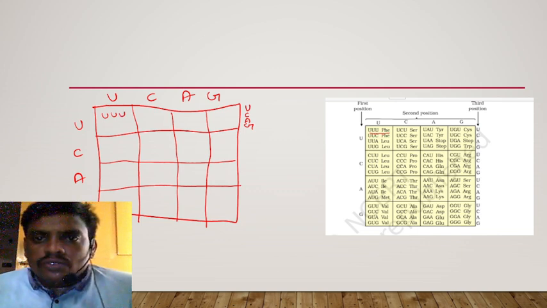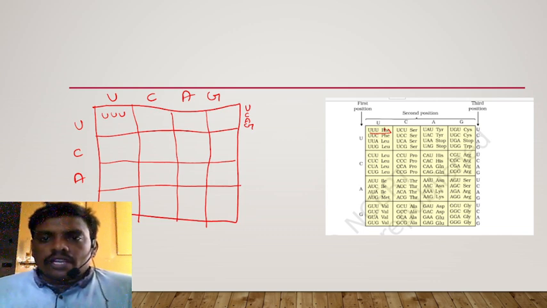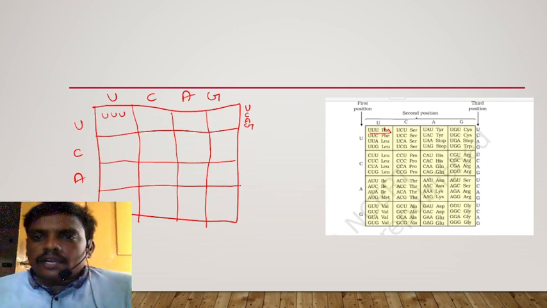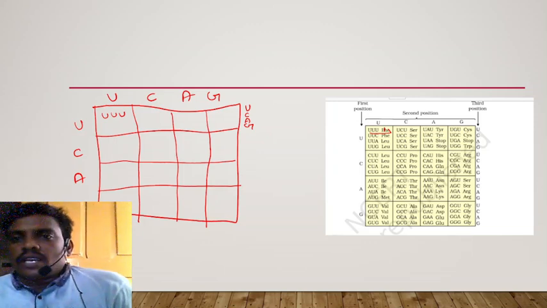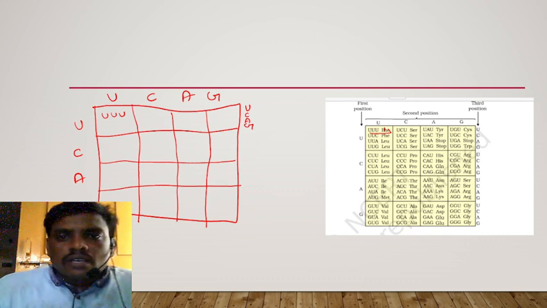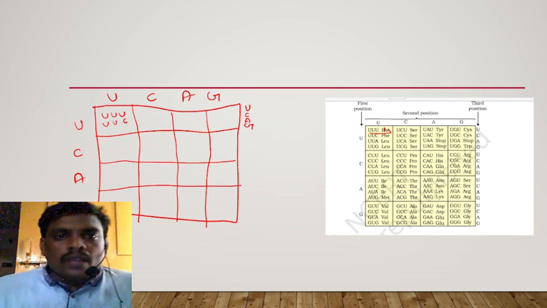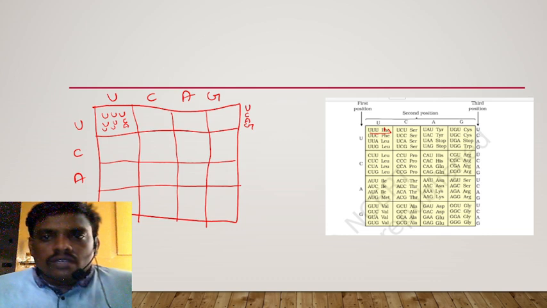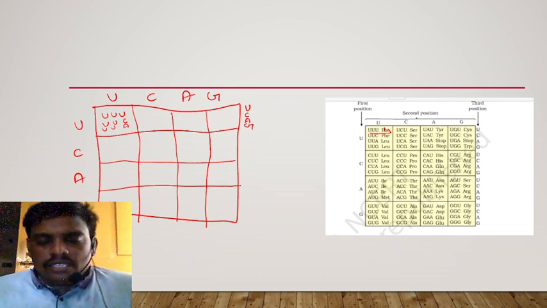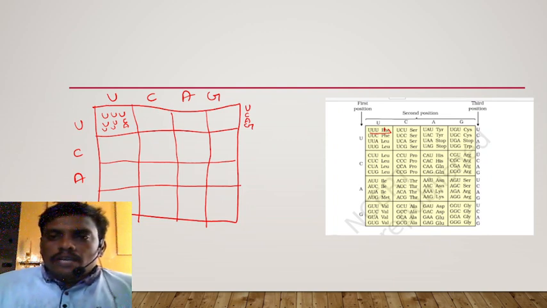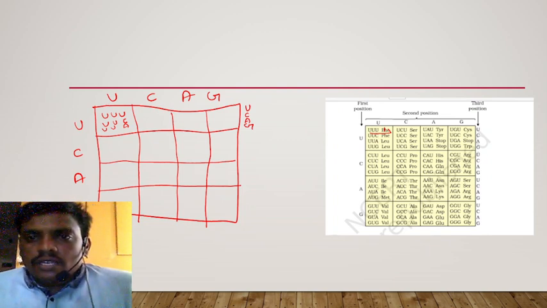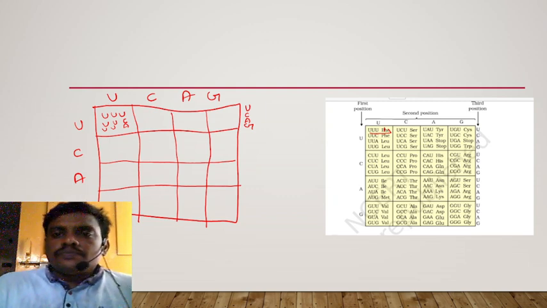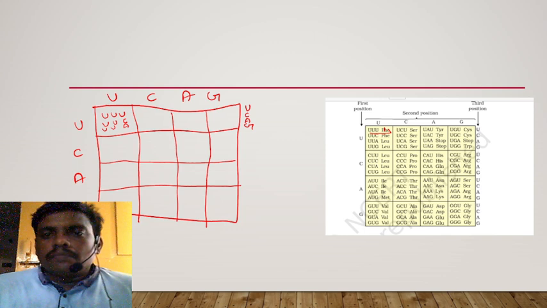So 3 uracils code for phenylalanine, an amino acid called Phe. The next code will be uracil, uracil and cytosine, which also codes for phenylalanine. Again, uracil, uracil and adenine, which codes for another amino acid, Leu. Whatever amino acids you can see here, all of them are coded by specific bases.